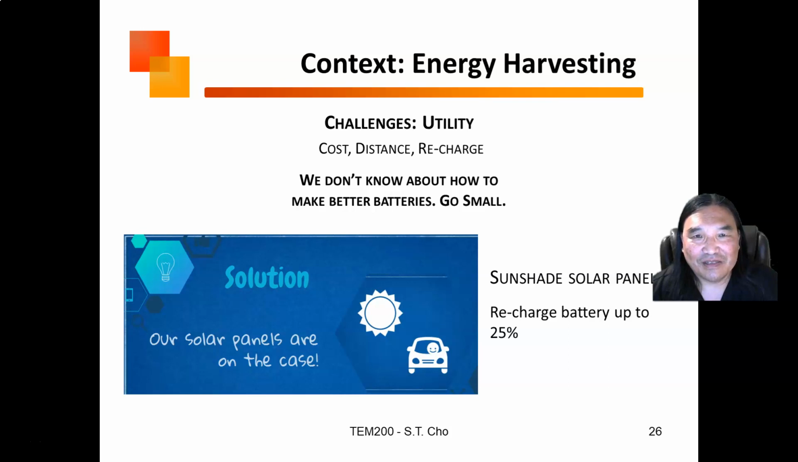And actually, this was a group in my TEM200 class. They were interested in doing this. And so what they came up with is, hey, all these cars have sunshades on them. Why don't we make the sunshades out of solar material? And as it turns out, granted, it doesn't produce a tremendous amount of power, but it'll produce enough that while you're at work, it'll recharge your battery up to 25%.